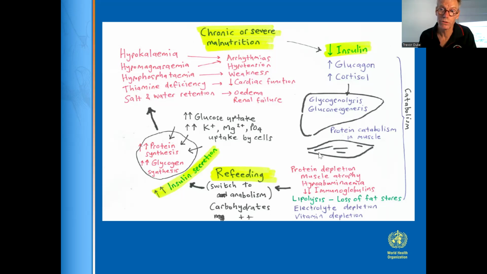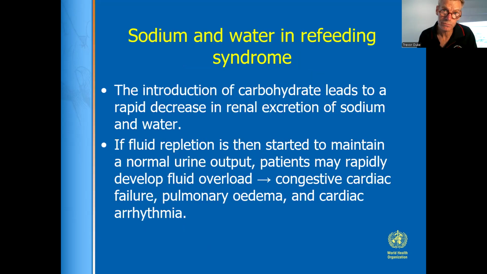But you should still be alert for refeeding syndrome, even if you are using F75. It certainly is part of the cause of why children come into hospital with severe malnutrition, and the mortality is very high in the first 48 to 72 hours from these complications: hypothermia, hypoglycaemia, refeeding syndrome, and these electrolyte changes.